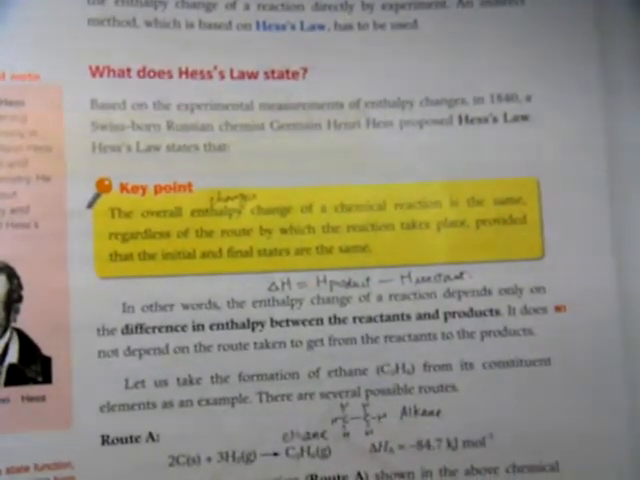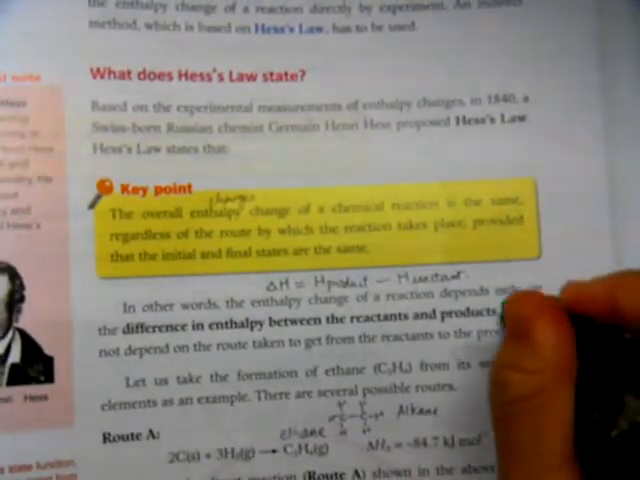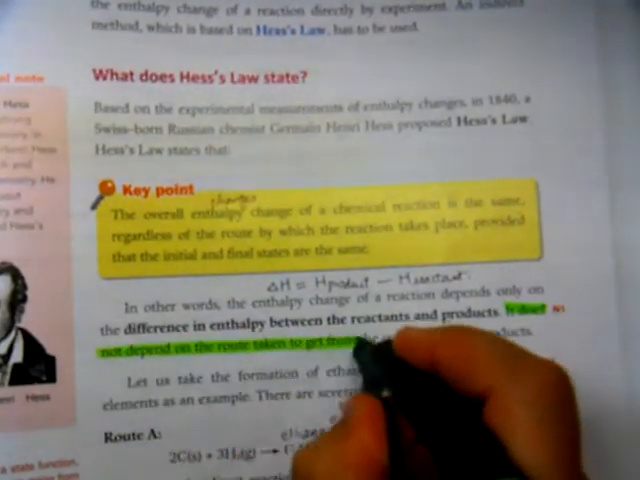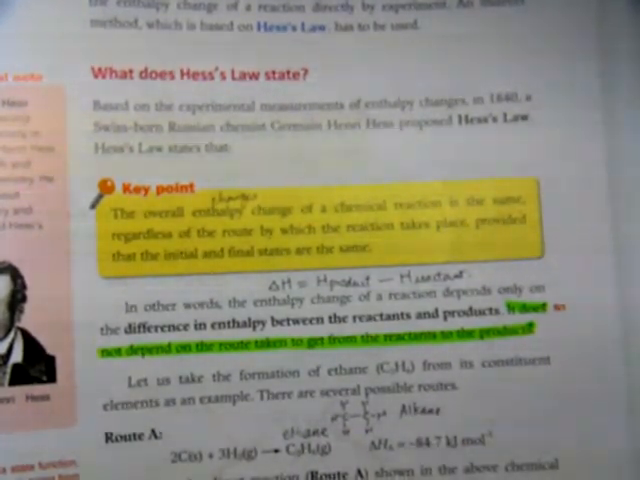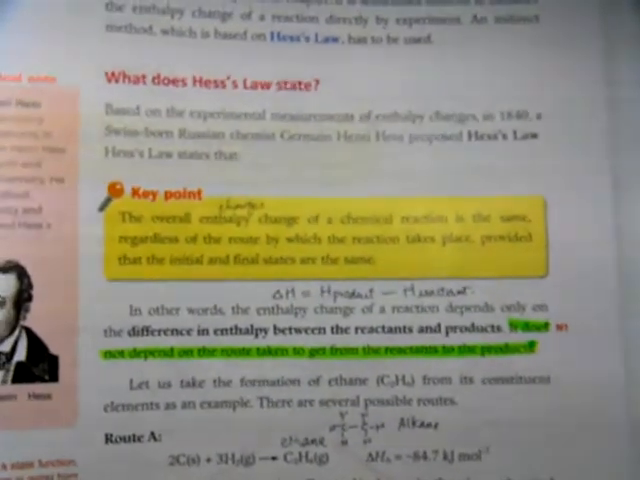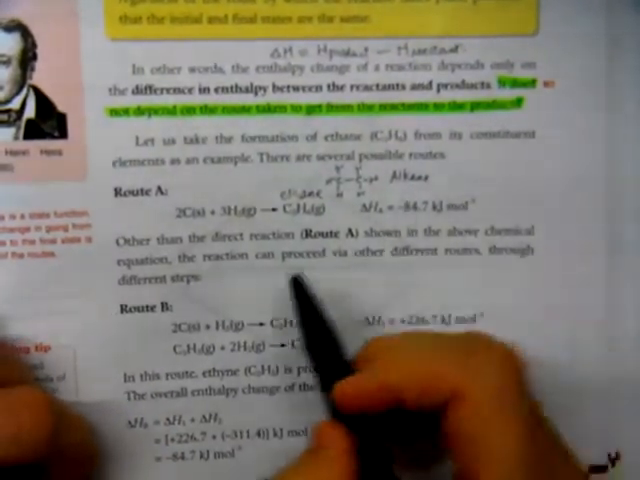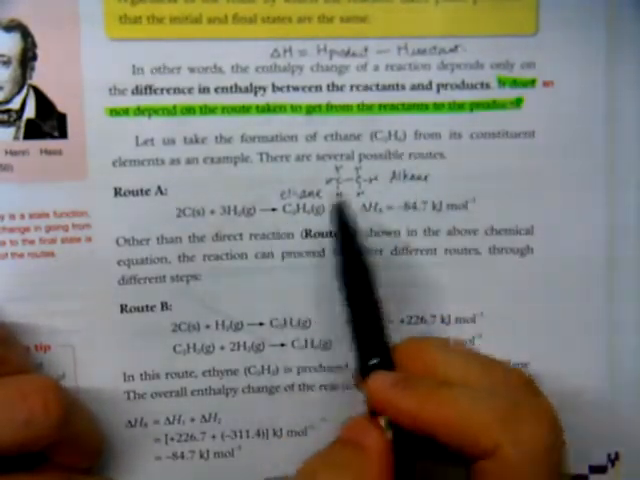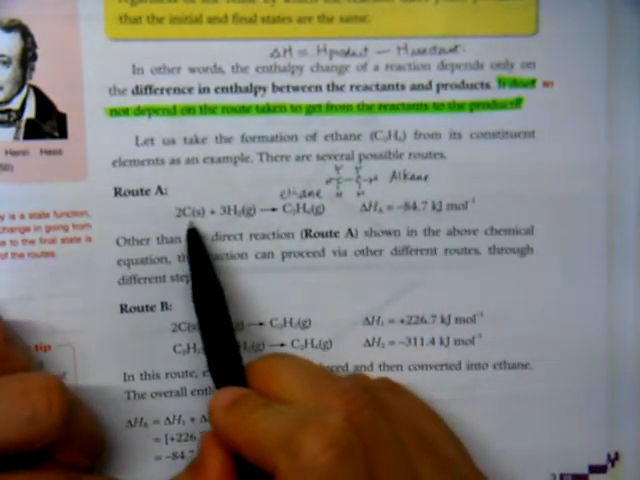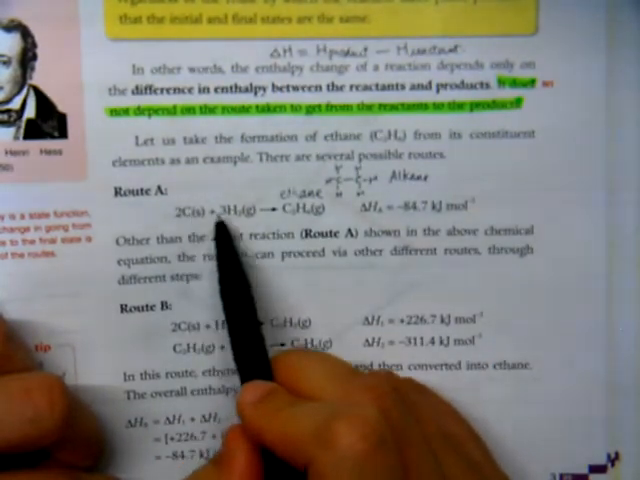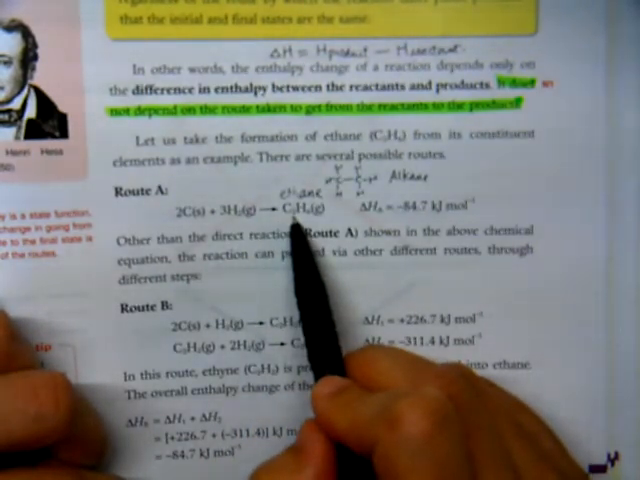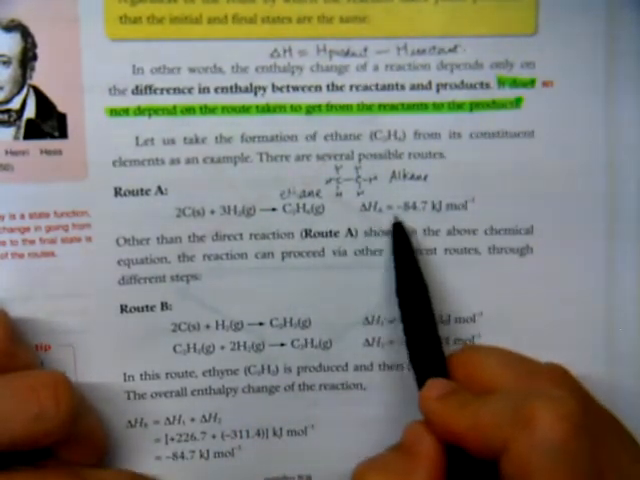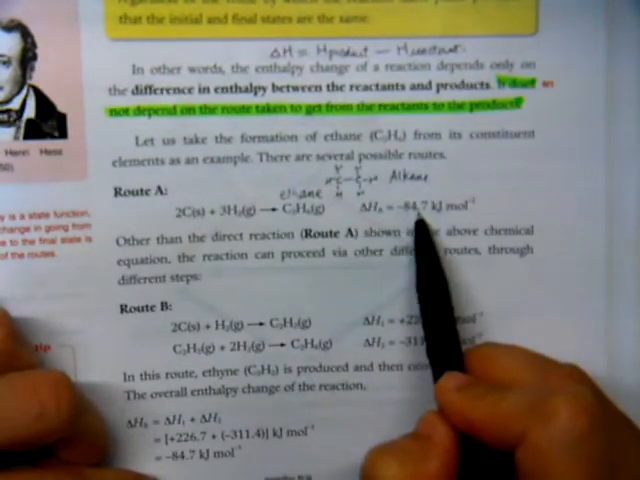Please highlight this sentence. It does not depend on the route taken to get from the reactants to the products. Understand? So let's use this as an example again. Here we have route A, carbon element and hydrogen element combine to form ethane. The delta H of this route is negative 84.7 kJ per mole.